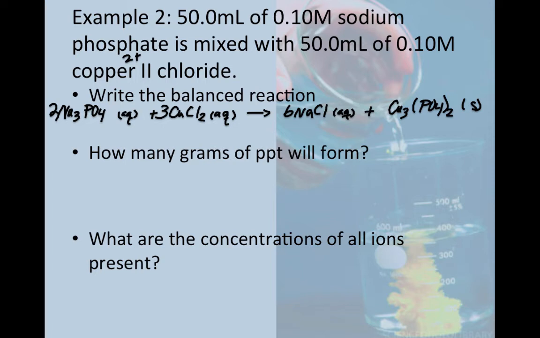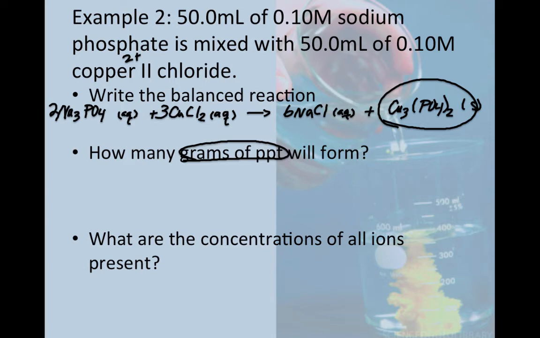All right, how many grams of precipitate will form? So we're looking for the one that is solid, the copper 2 phosphate. So there's my copper 2 phosphate. What do I have to start with? One number or two? Right, 2 numbers. If you're starting with 2 numbers, that means you're doing a limiting reagent problem.